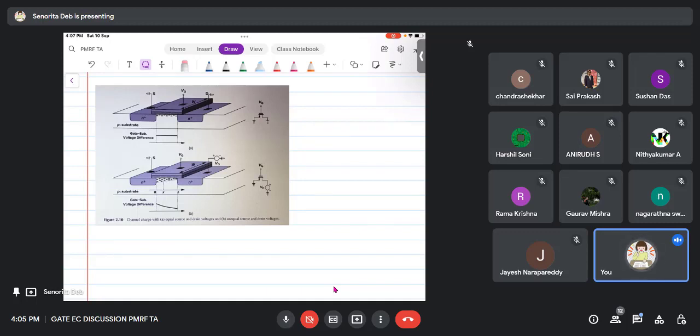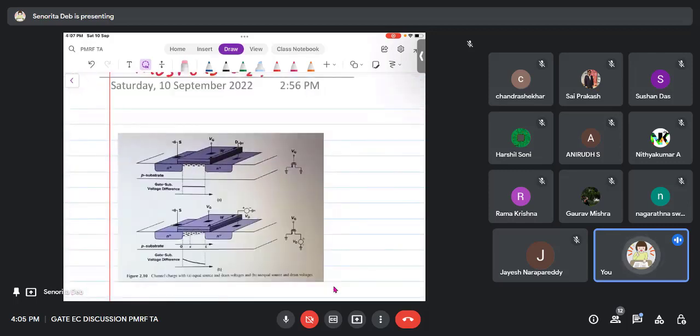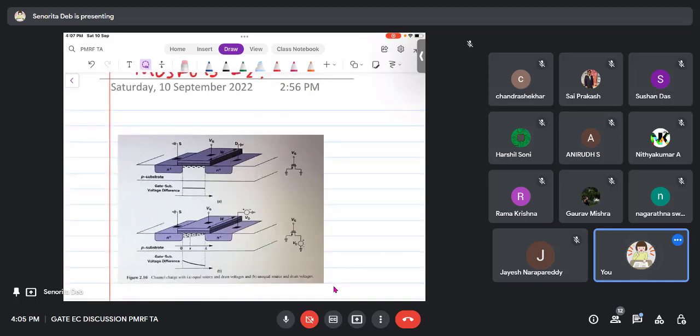The structure you see here is the view of a MOSFET. As I was explaining in the last class, there will be a gate terminal, a source terminal, and a drain terminal, right? The application of voltage defines which will be your source and which will be your drain. Source basically injects the carriers and drain accepts the carriers. So source will inject electrons and they will move to the drain.